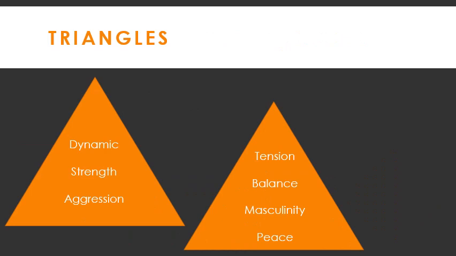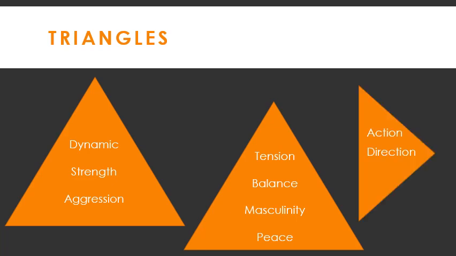Okay, so now we're talking about triangles, aka three-sided structures. A triangle is energetic. It's a leader. It represents action and direction, right? So it's a much more active shape than the square was. For the triangle, some keywords are dynamic, strength, aggression, tension, balance, masculinity, and peace. I think peace is kind of a weird one after all those other words, but I didn't make these words up.